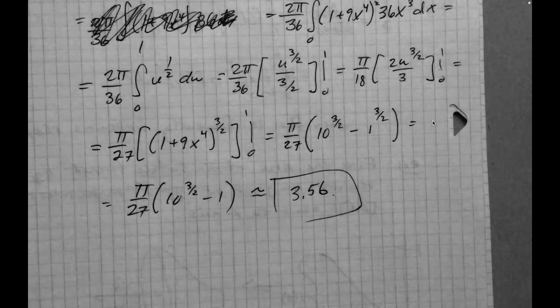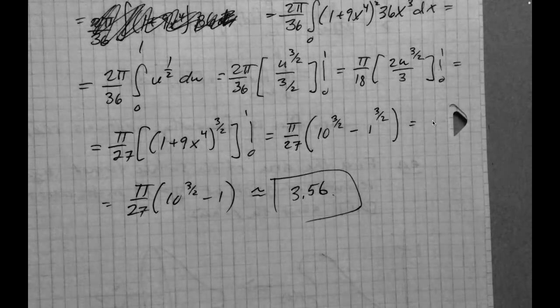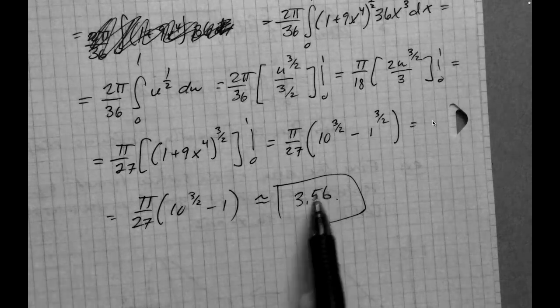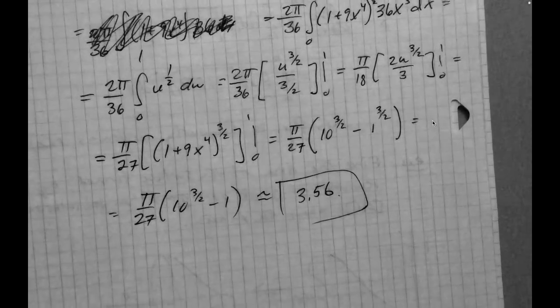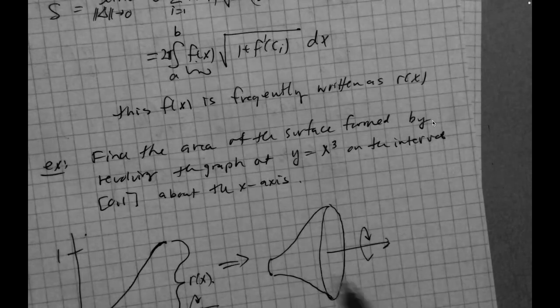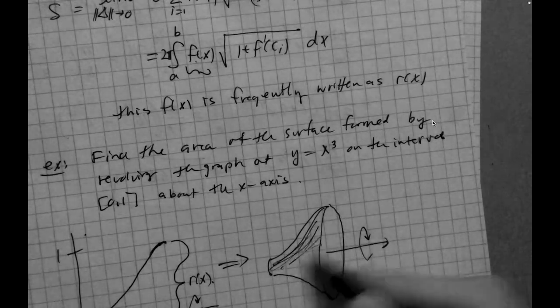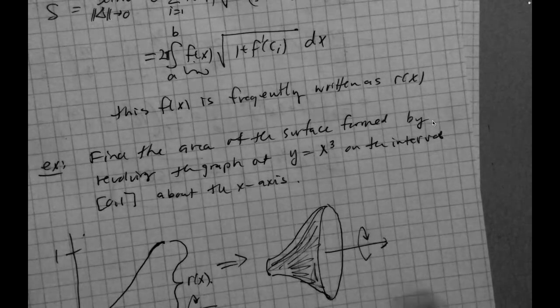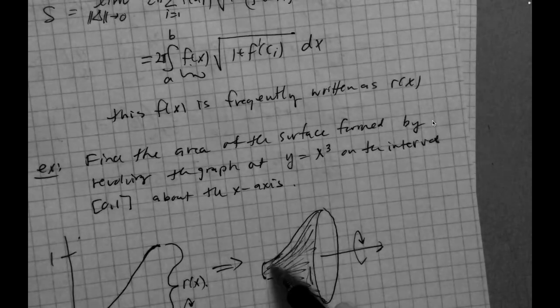Approximately. Okay, so that's the approximate surface area. This is the precise surface area, and this is the approximate surface area of this figure that we drew here. So this is the surface area of this part, right? Remember, presumably this thing is hollow, okay? So we're only interested in the surface area.